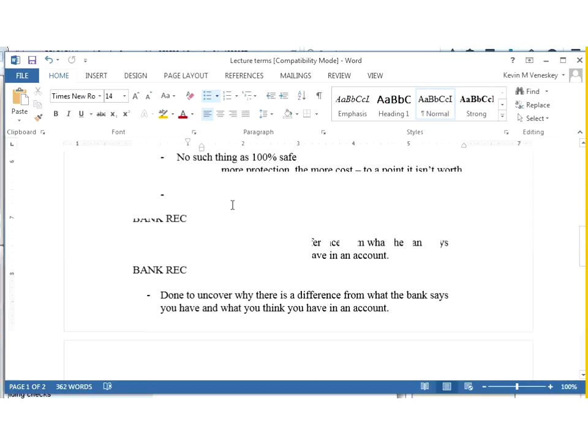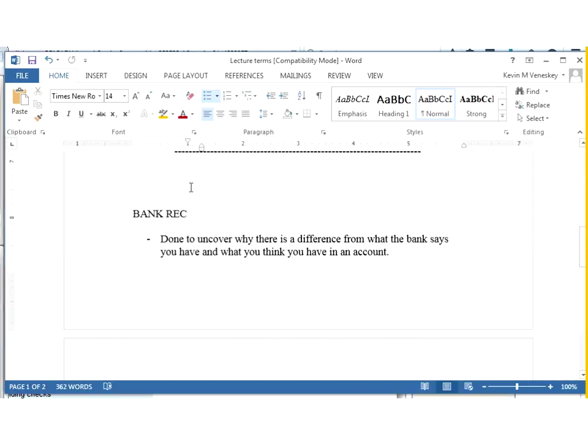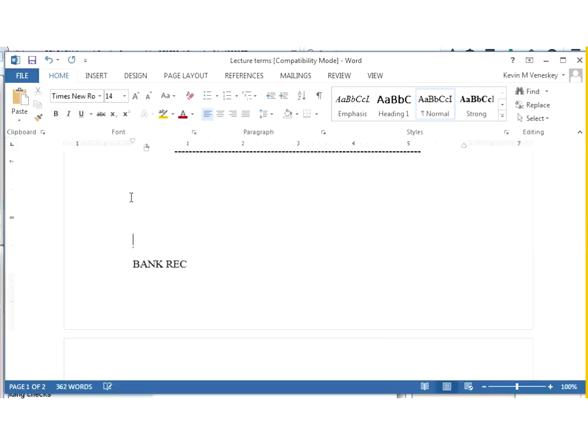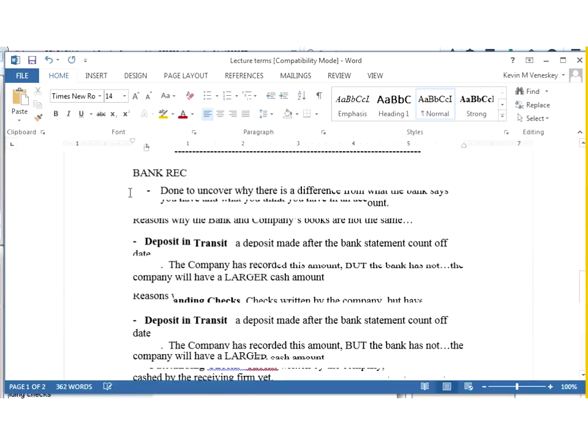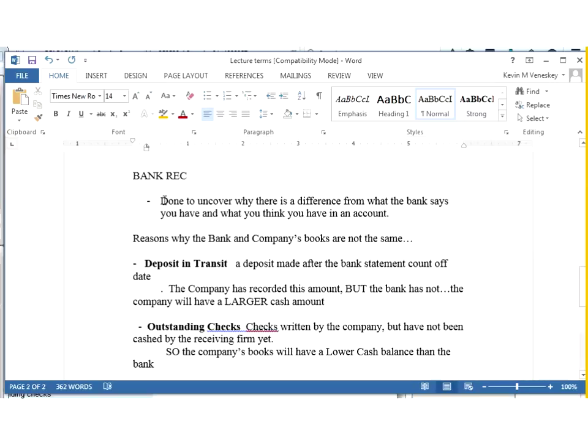The other main item that this chapter is going to talk about is the bank rec, and I wanted to just show a few main terminology words and why we even do a bank rec.